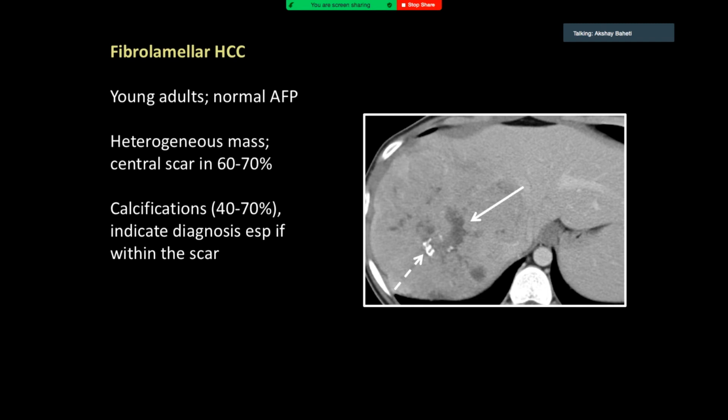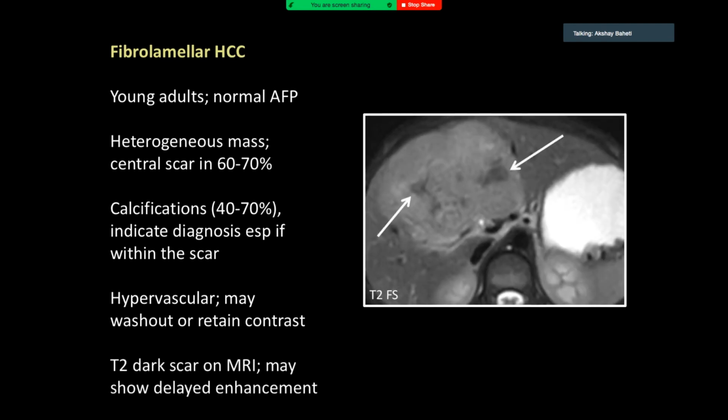Especially if it's a large mass, then it's more likely to be a fibrolamellar HCC. So it's more of a diagnosis of age, presence of scar, presence of calcification. And if you have any doubt, just biopsy it. Okay, don't leave it. Like other HCCs, it will be hypervascular, but it may not always wash out. So the enhancement characteristic is not the classic thing. The classic thing is the scar and the calcification. Remember that.